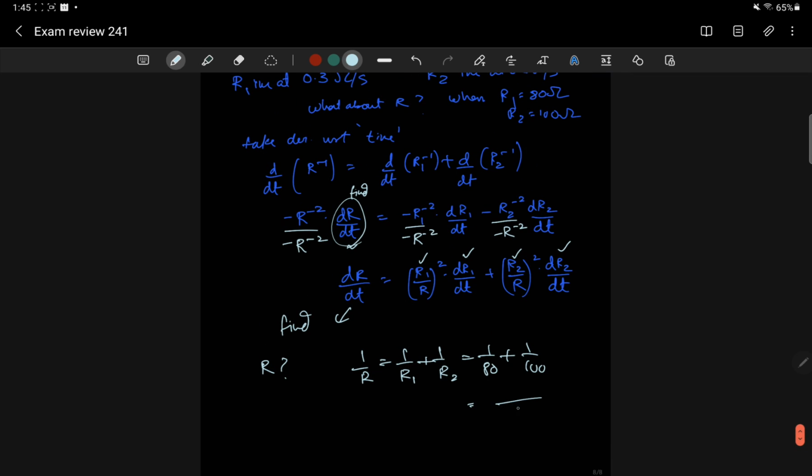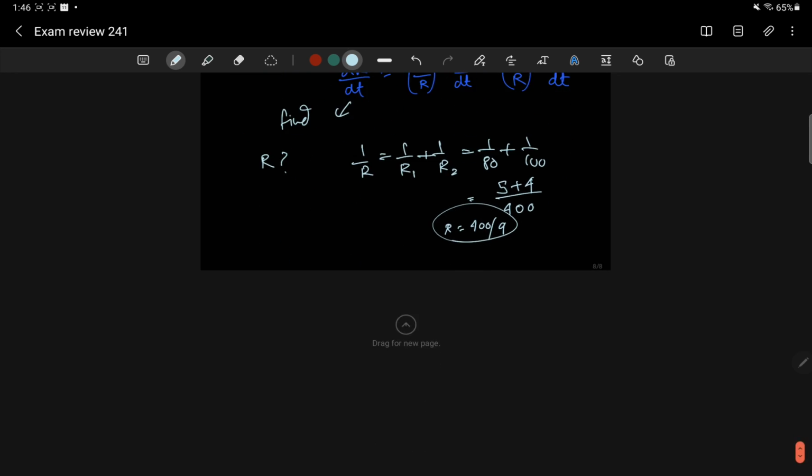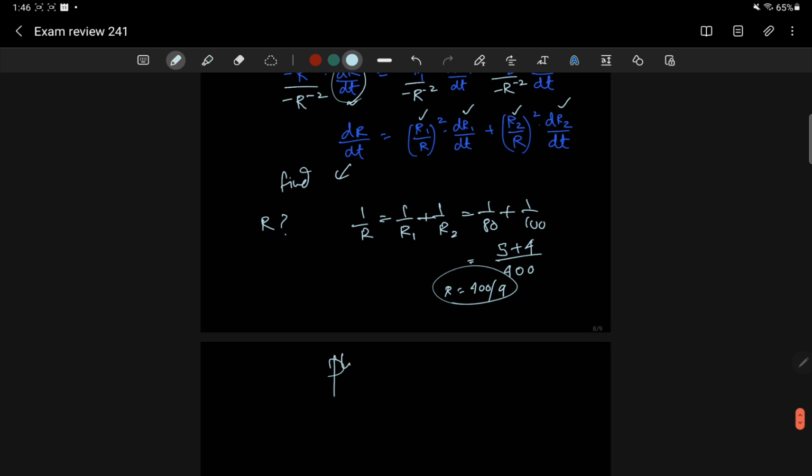Take the LCM of that. Is that going to be 400? Right, because 80 times 5 is 400, 100 times 4 is 400. So you get 5 plus 4 over 400, and you get R is 400 over 9. So now you have everything. And then you just plug in.